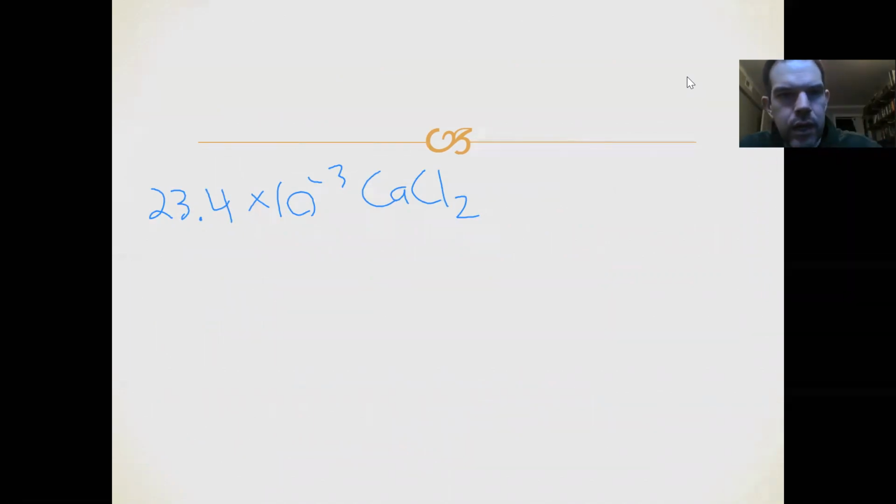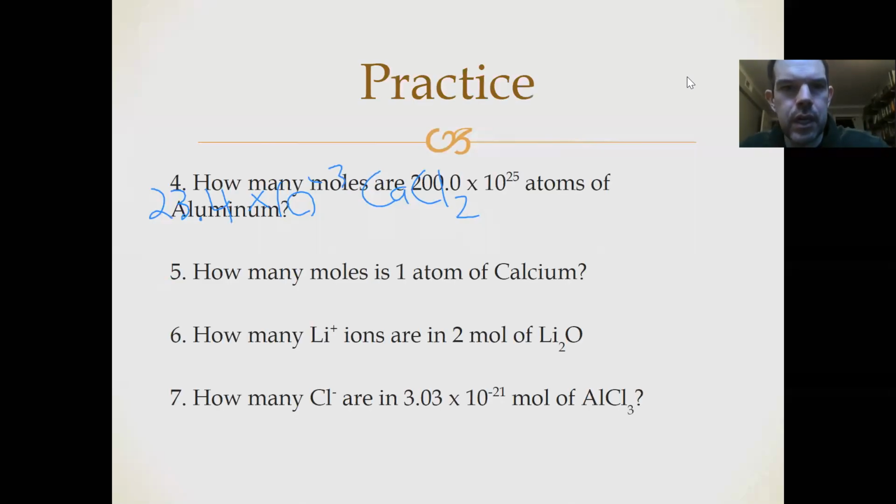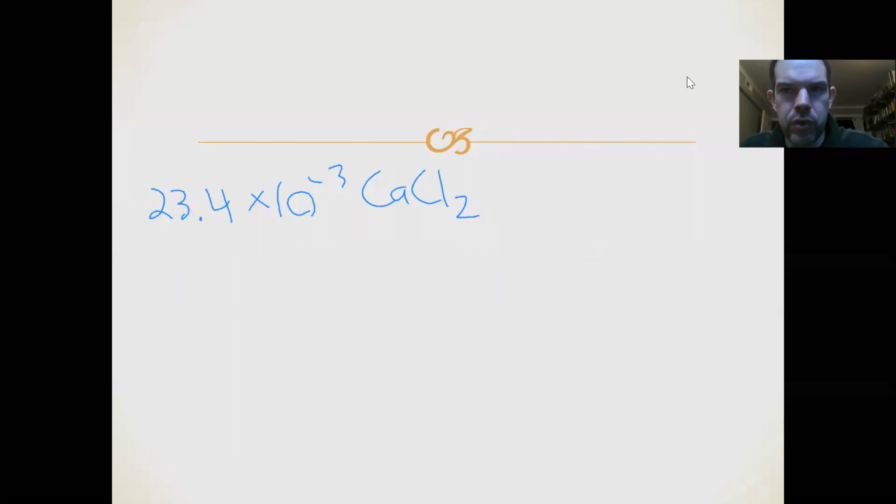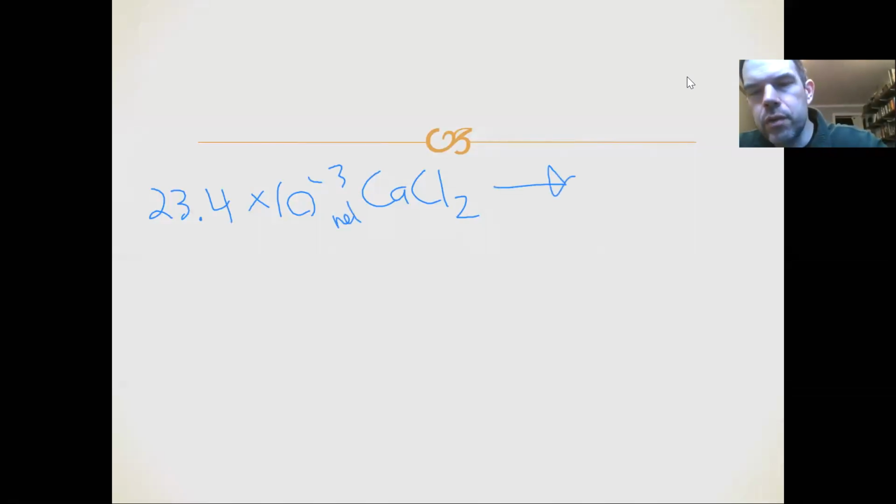Was that moles or particles? Let me figure out here. Those are the moles. And we're going to go to number of molecules, which is the particles.